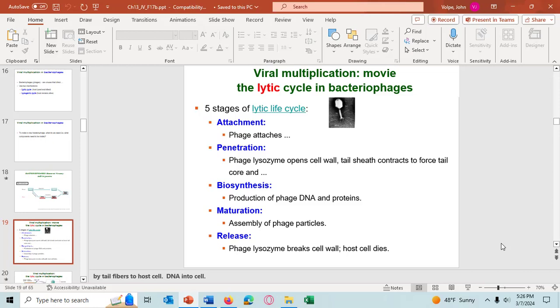And then there's release. In the lytic life cycle, the virus encodes the enzyme lysozyme, which breaks down the cell wall. That will eventually cause the host cell to burst, and that will release the newly replicated viruses, the virions. Any question about any of that?